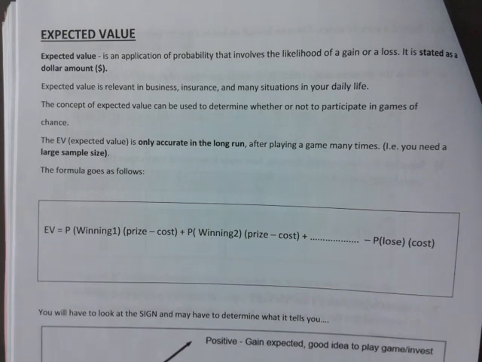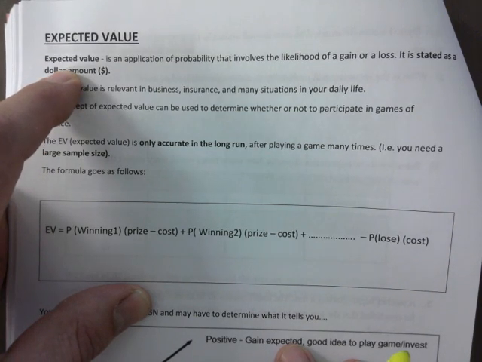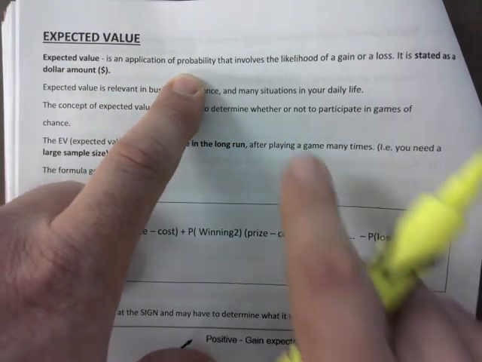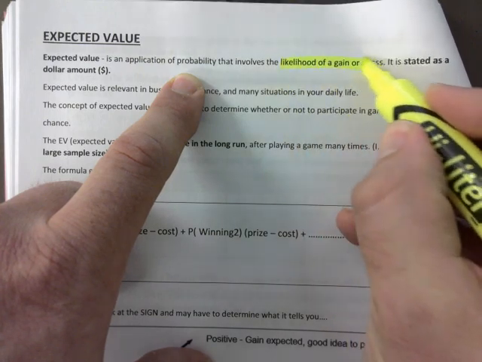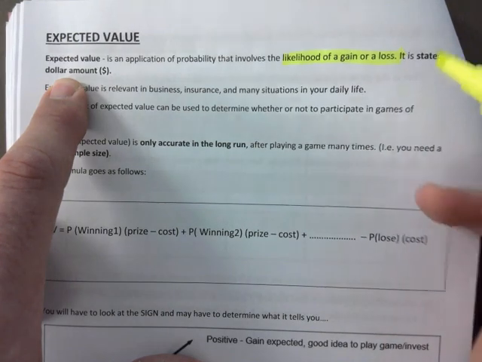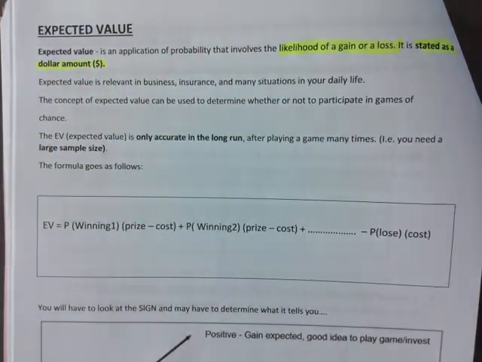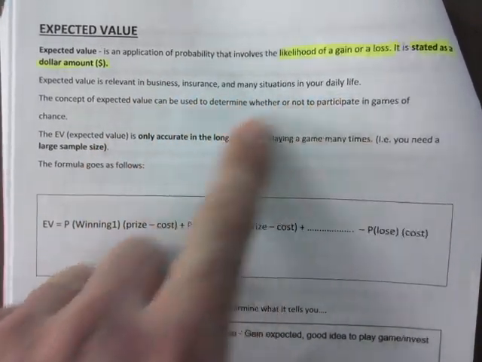Expected value. So we'll mix probability with dollar amounts here. Expected value is an application of probability that involves the likelihood of gaining or losing. It is stated as a dollar amount, very important. Expected value is relevant in business, insurance, and many situations in your daily life.